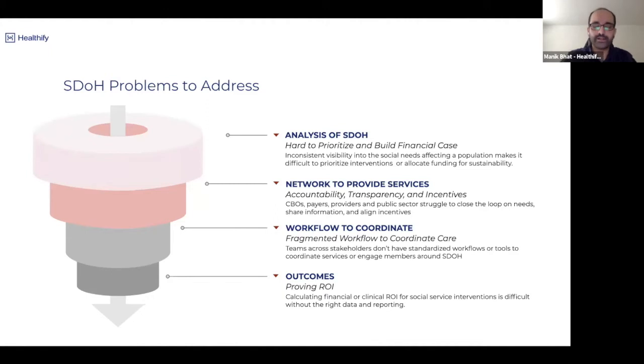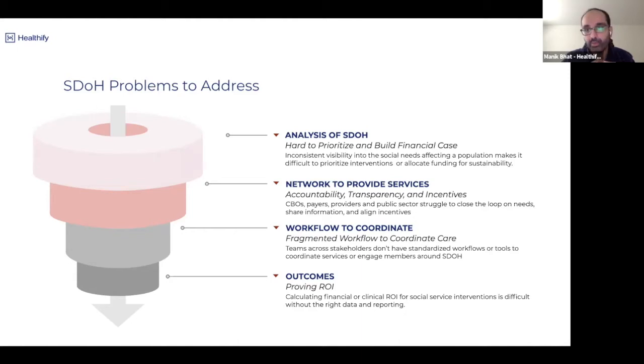Next, which has already been talked about from phenomenal panelist crew, is, okay, what is the network to provide these services? And there are a lot of players. This takes a village to do, and it's long-standing work that requires deep relationships. How do we have community partners, payers, providers in the public sector working together and sharing information in an accountable way and in a transparent way with aligned incentives?